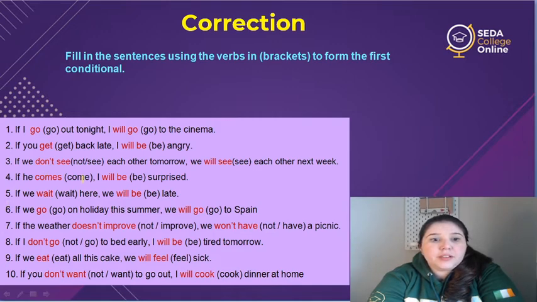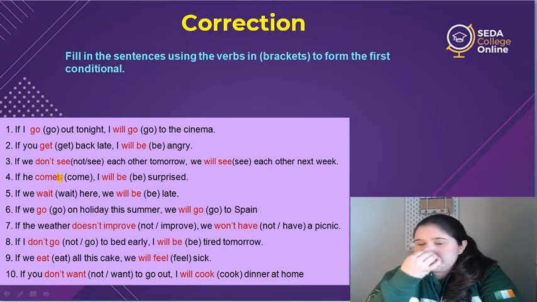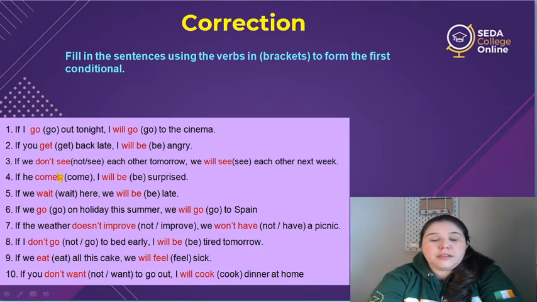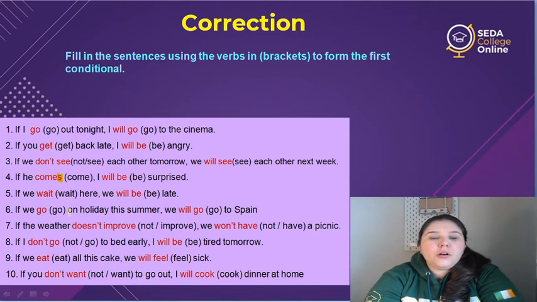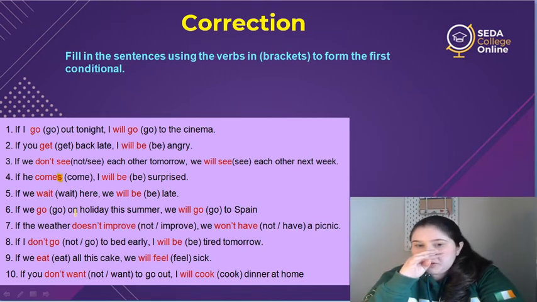So sorry guys, so number 4, remember I told you if it's an affirmative sentence in the third person, remember to add the s to the affirmative verb, yeah? 5. If we wait here, we will be late. 6. If we go on holidays this summer, we will go to Spain.